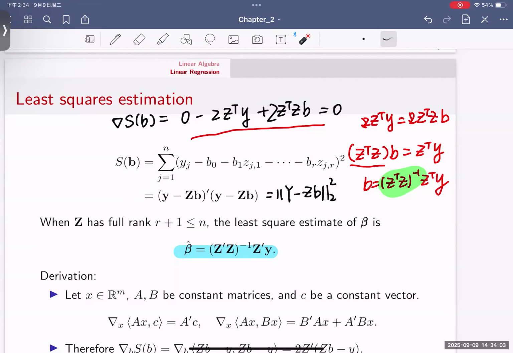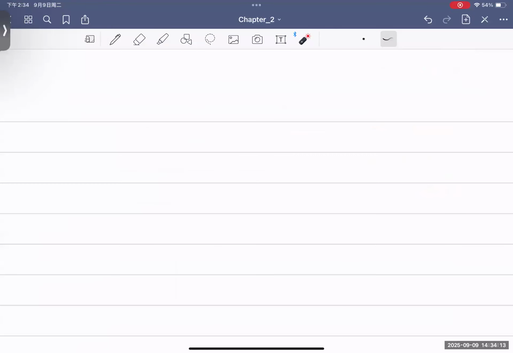In a matrix, there is a thing we call the rank. Here this matrix Z is n times r plus 1. Now we want to discuss whether Z transpose Z is invertible or not. This term is r plus 1 times r plus 1.